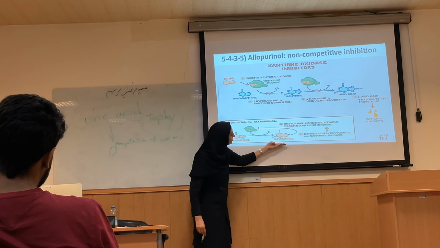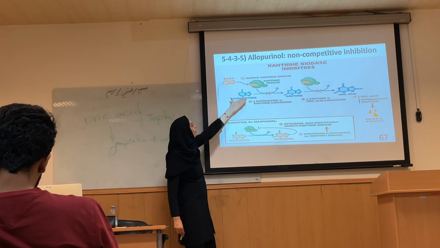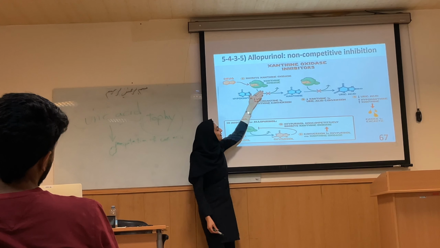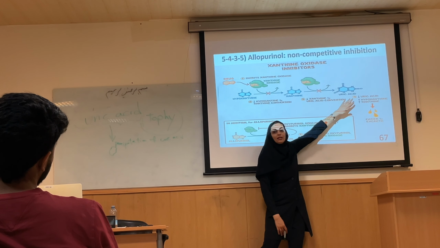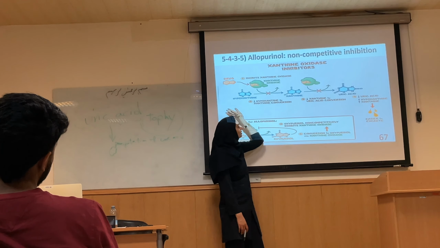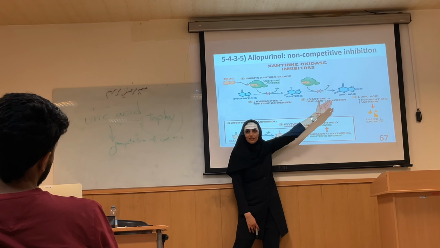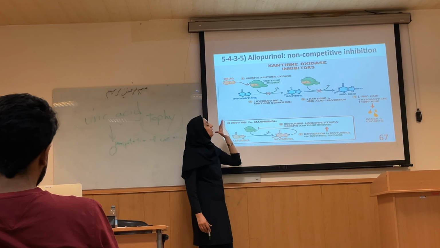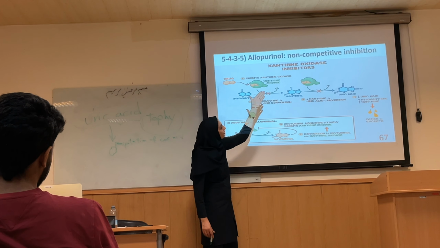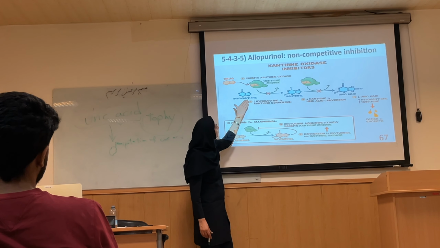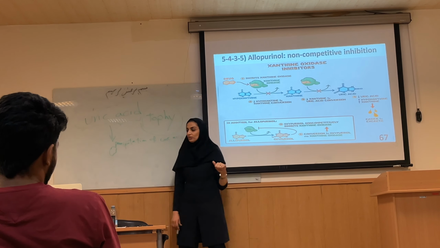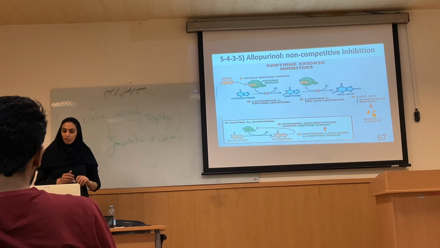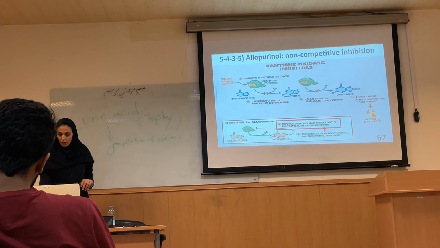Allopurinol converts to oxypurinol, and oxypurinol inhibits the enzyme xanthine oxidase, and the production of uric acid will be inhibited. Guys, you will study all of these mechanisms and pathways in detail next semester. I just want you to know that allopurinol, as a non-competitive inhibitor, inhibits the xanthine oxidase enzyme. It is the important thing that you should know about allopurinol.